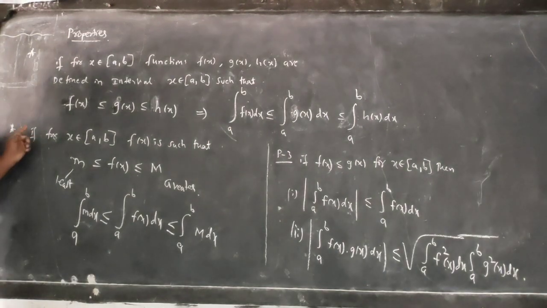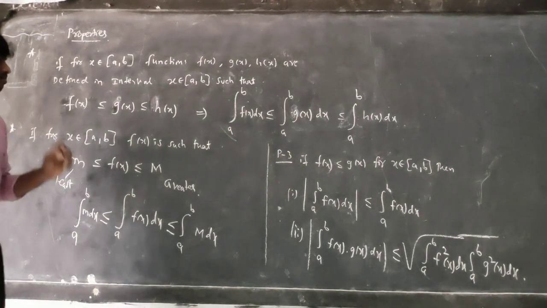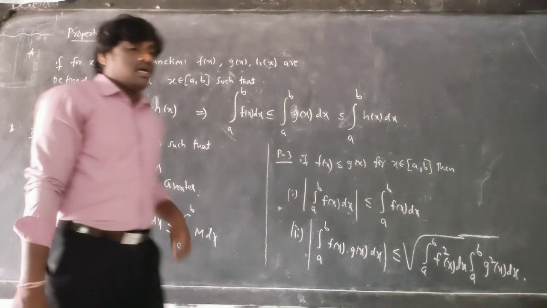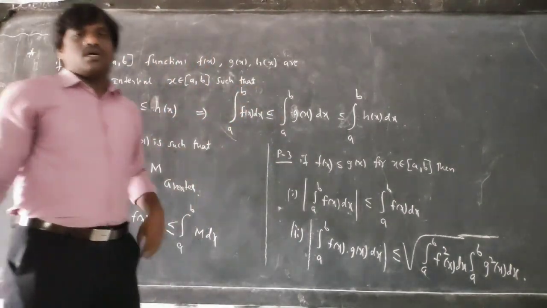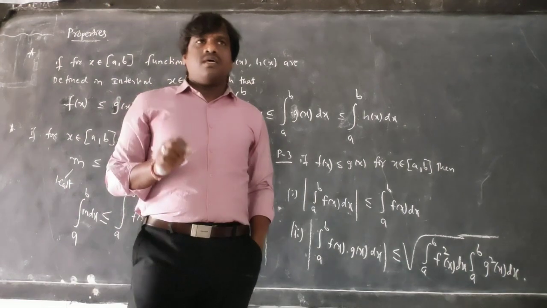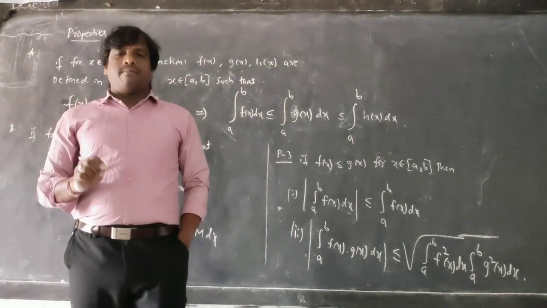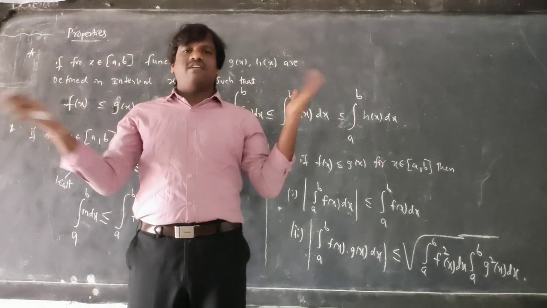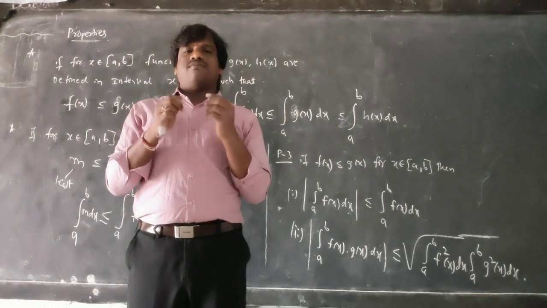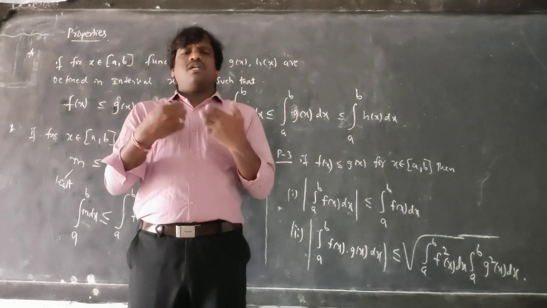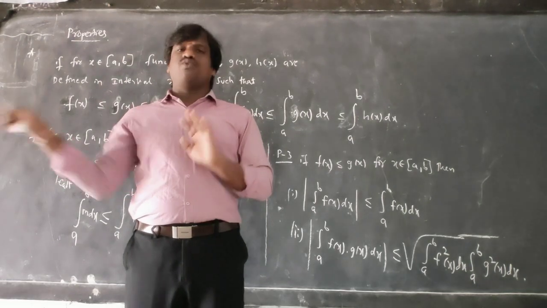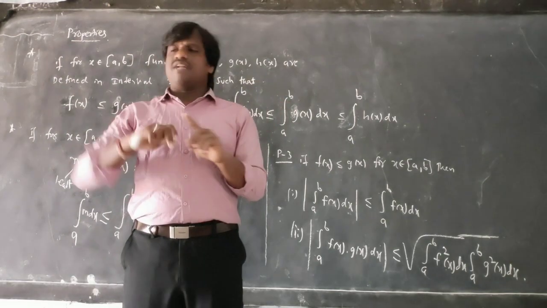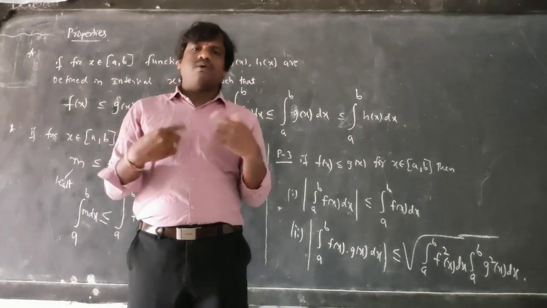This is most important. If for x belongs to a comma b closed, f of x is such that... Suppose you have one question, but you are not able to integrate that problem. So what we do here, according to our convenience, we will take two functions near this function, and we will find the integration of those values. That is what we are going to do.